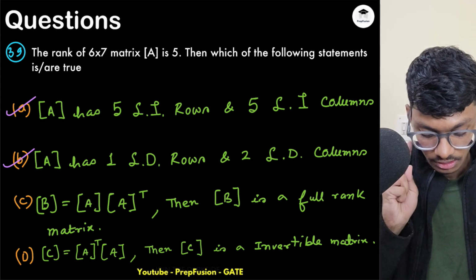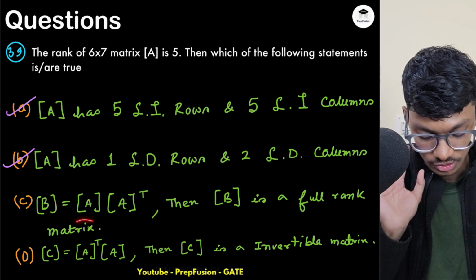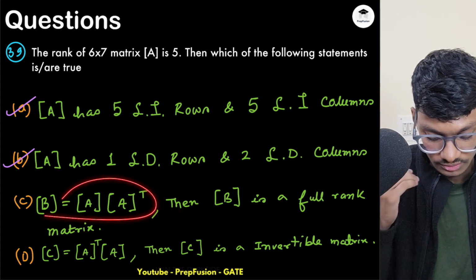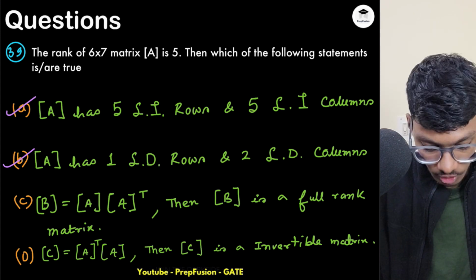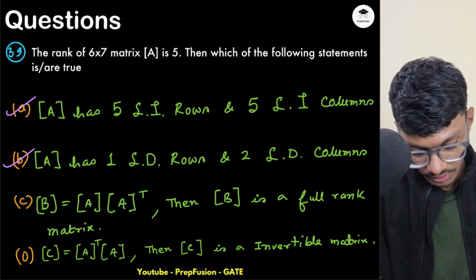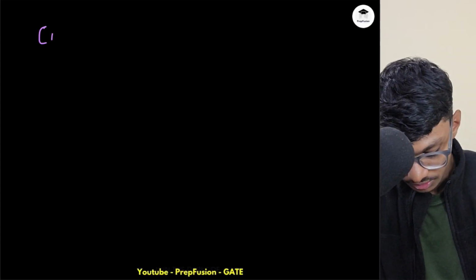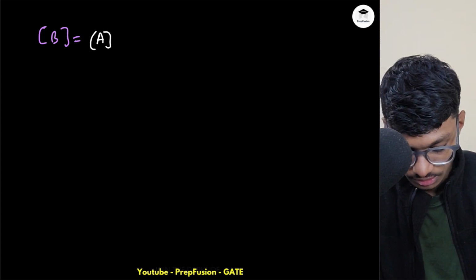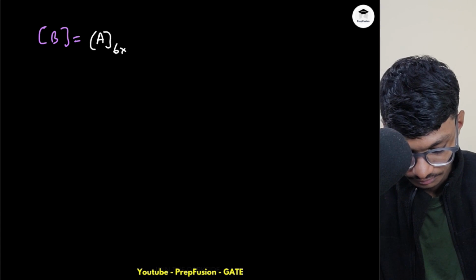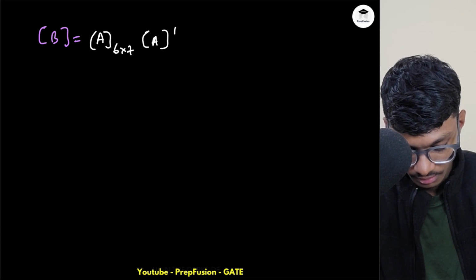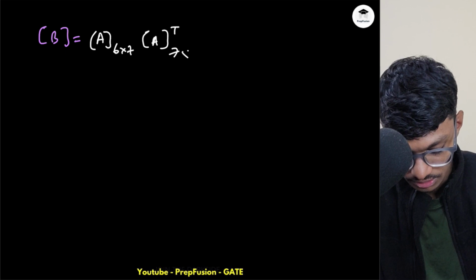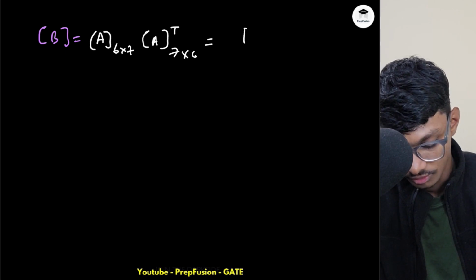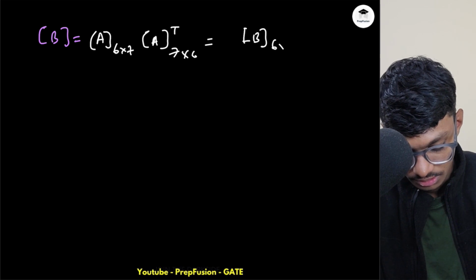So for C, B is equal to A into A transpose, then B is a full rank matrix. So what is the order of B? If I check for the order of B, B equals A times A transpose. So A is 6 cross 7 and this is 7 cross 6. So overall B's order will be 6 cross 6.